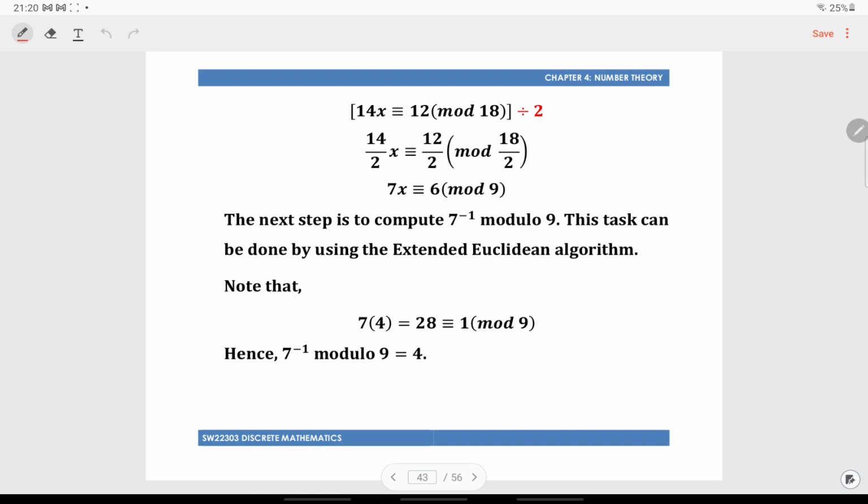Because there are 2 solutions, we can find those solutions by using the following steps. The first step is to divide the congruence, both sides left and right, by D. Our D equal to 2, so we obtain this smaller congruent relation. The next step is to compute the multiplicative inverse of 7 modulo 9. This task can be done by the extended Euclidean algorithm. We omit that step. We found that the multiplicative inverse of 7 mod 9 equal to 4, because 7 times 4 equal to 28, and 28 congruent 1 mod 9. So the multiplicative inverse of 7 equal to 4.